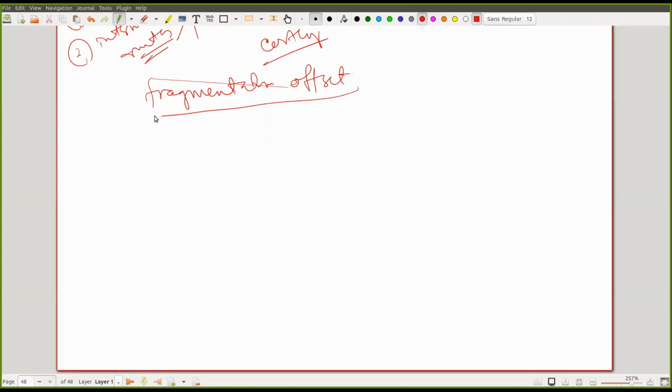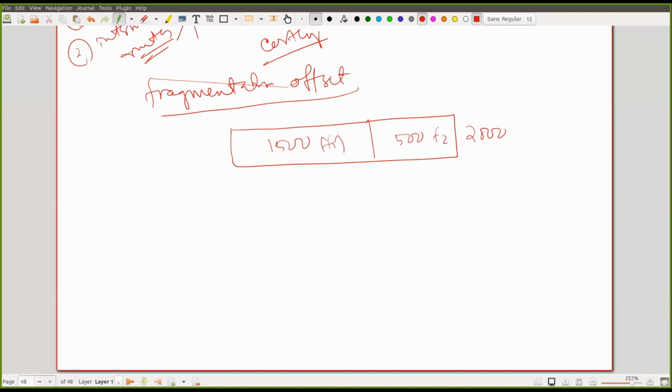Whenever I say this is my original packet, this original packet has a size of 2000 bytes, the example I had given. Now based on the MTU capability, I have divided it into two. One is of 1500, the other one is of 500 bytes. So what is the need of this fragmentation offset? Try to understand. This is fragment 1, this is fragment 2. Whenever they are received at the receiver end, it may happen that fragment 2 is received first and fragment 1 is received next.